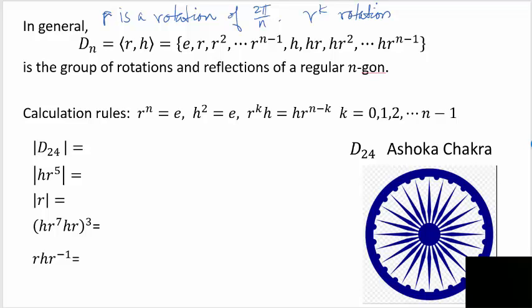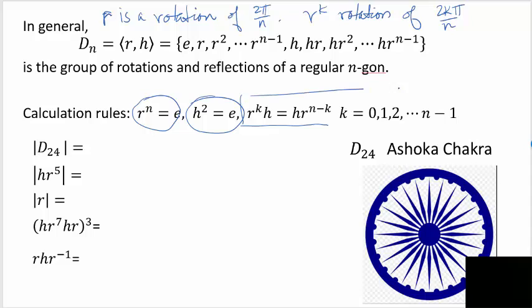But if you think of it as all one rotation, you can think of it as the rotation of 2k pi divided by n radians. And of course at the end you have 2n pi over n, which is 2 pi, getting you back to the original regular n-gon. And in this group, it is always true that R to the n is equal to E, H squared is equal to E, and here this is stated in general. We haven't done that before.